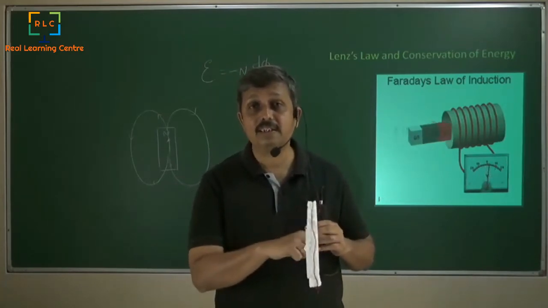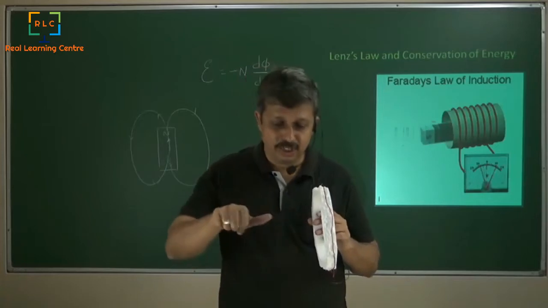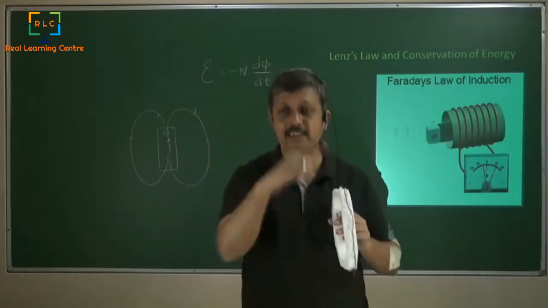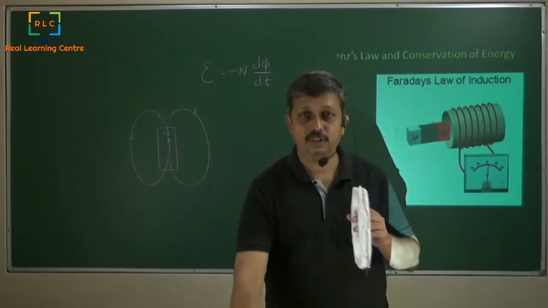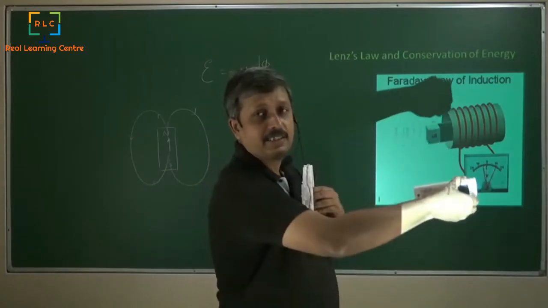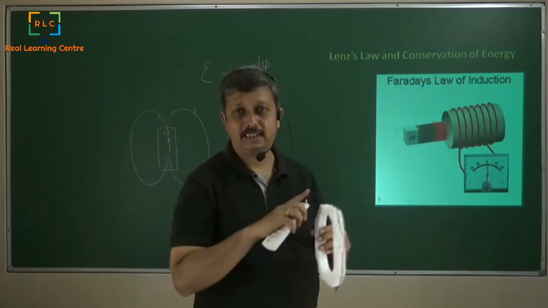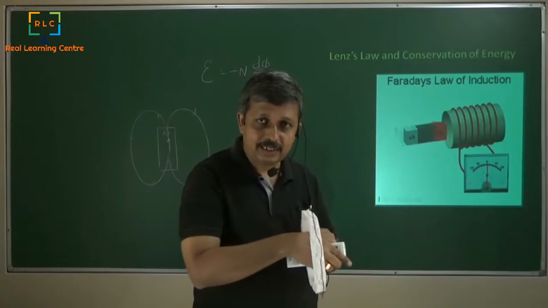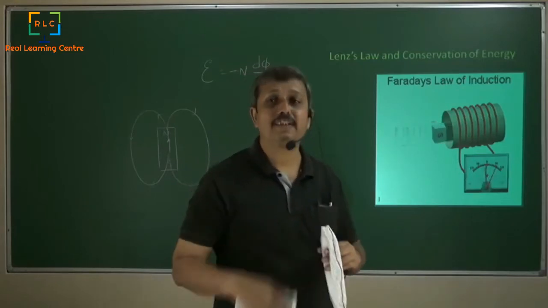So how do I pass the current? To get a magnetic field in this direction, I have to pass the current like this. So it generates a current in this direction. If you are actually taking it like this, it generates a current in this direction, so that it can create a small magnet inside this, which would strengthen the magnetic field.